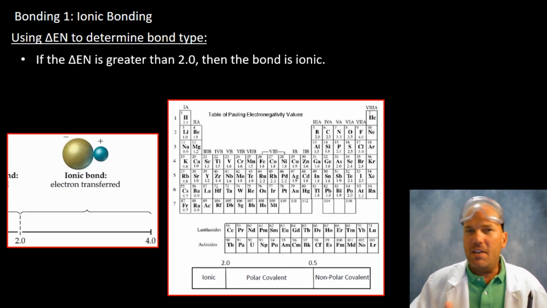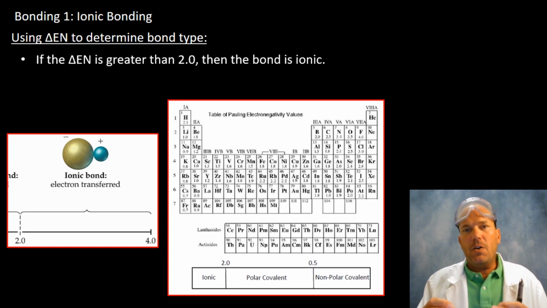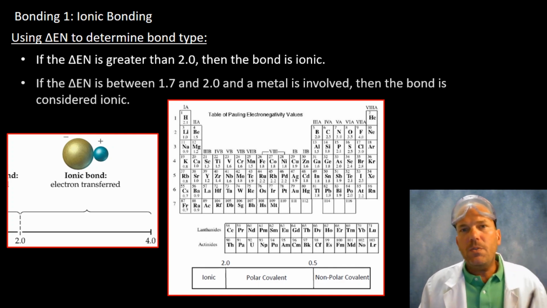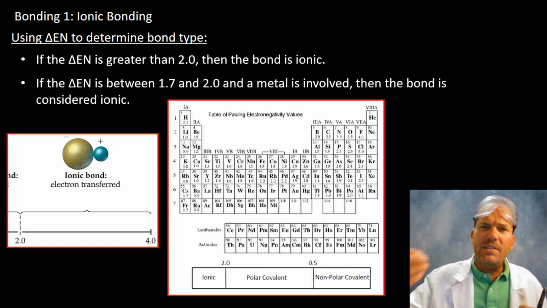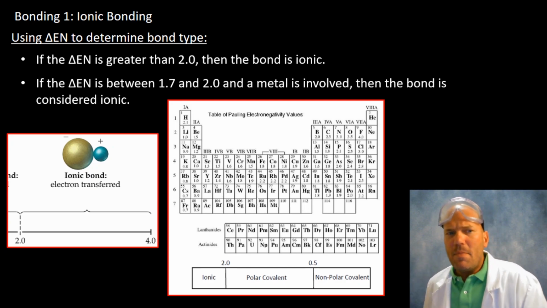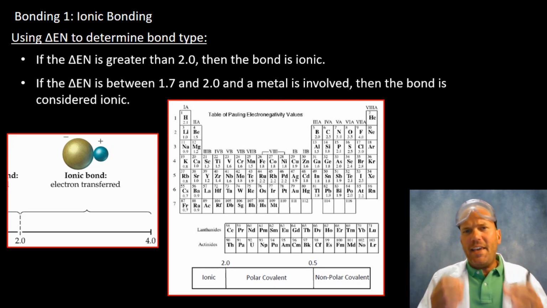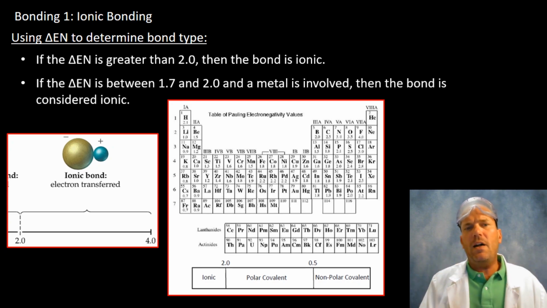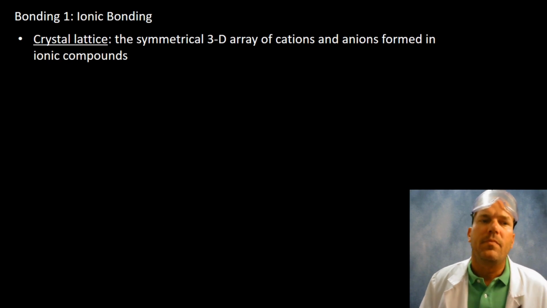If the change in electronegativity is greater than 2, then a bond can be considered ionic. So, if the number is less than 2.0, you also need to consider what species are bonding. So if it's between about 1.7 and 2.0, and a metal is bonding with a nonmetal, then we will also consider that to be an ionic bond. So this scale, I should mention, there are exceptions, but overall, if you follow these two rules, you'll be able to identify ionic bonds.